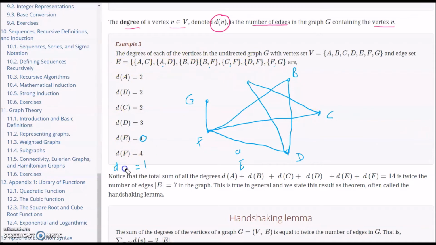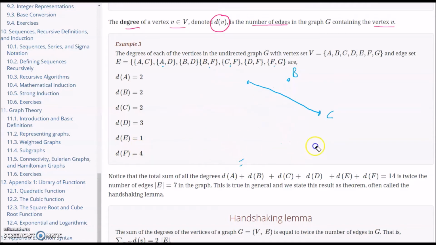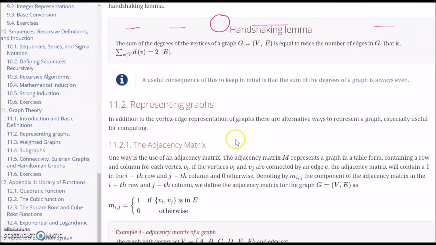So you can go ahead and look at what the degrees are that way. If you have the edge set listed out for you, then you can just check which vertices show up in the ordered pairs. If you have the graph drawn out in front of you, you just look and see how many edges connect to that vertex, and that will be the degree.